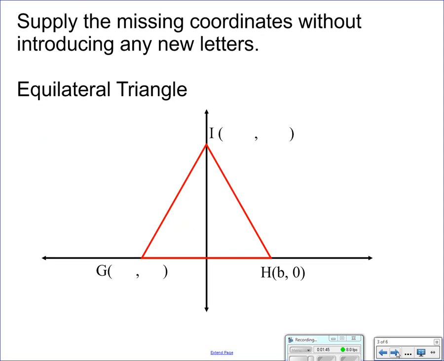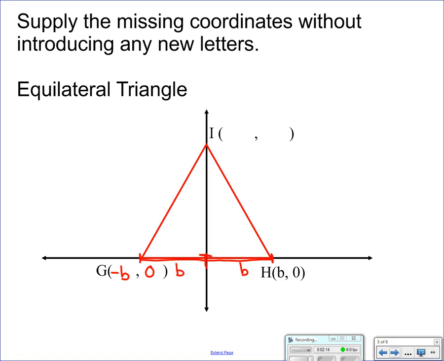Next one, supply the missing coordinates without introducing any new letters again. So now I have an equilateral triangle, and they tell me it's an equilateral triangle. So I know from the origin over this distance is B. Since it's equilateral, this distance is also B. So I have negative B because I'm in the negative area, and I have 0.